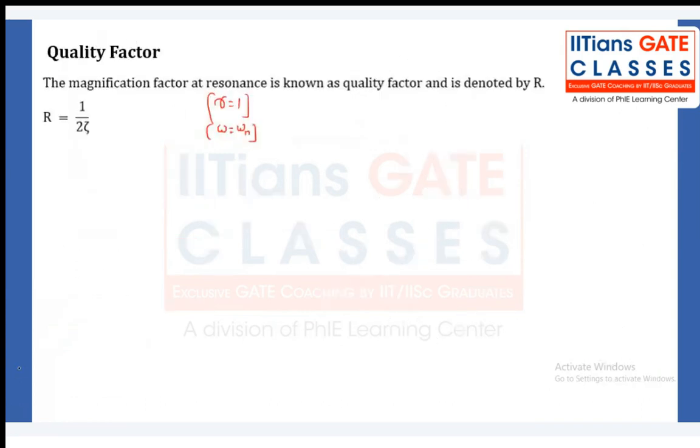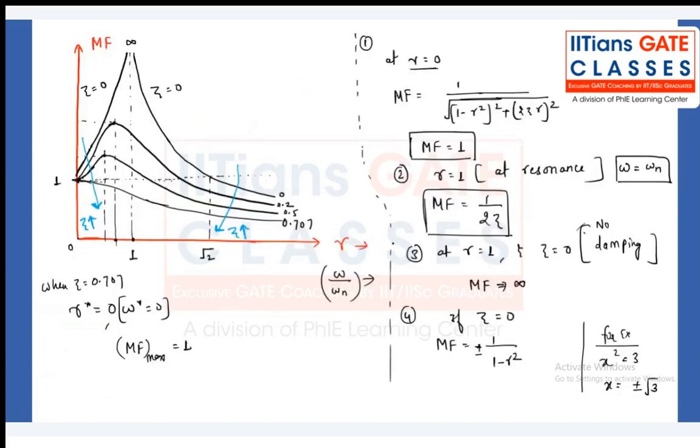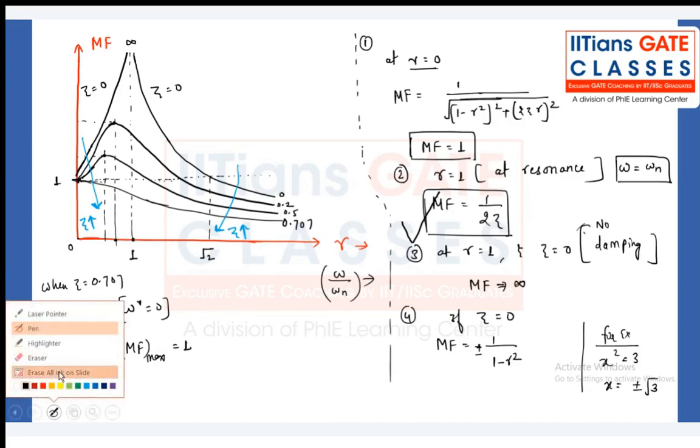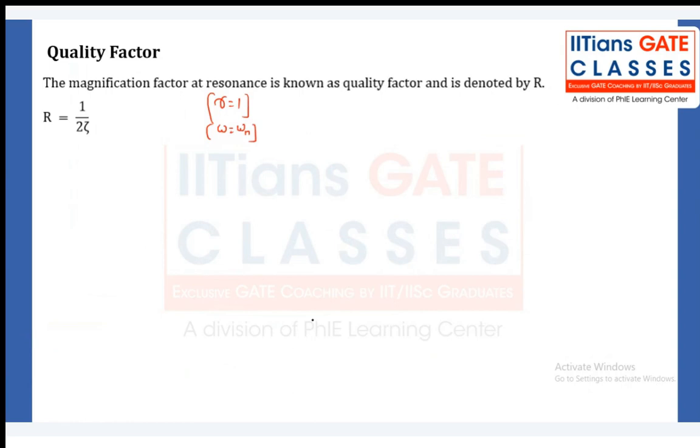Note down quality factor. The magnification factor at resonance is known as quality factor. Already we got the formula. See that? This formula. So when R is equal to 1, whatever value we are getting is nothing but the quality factor. Just make a note of it.